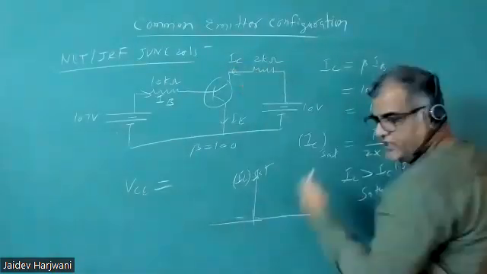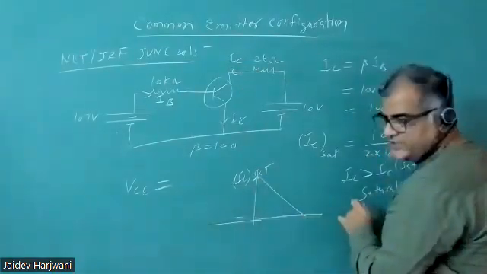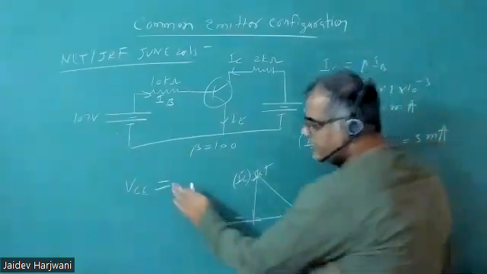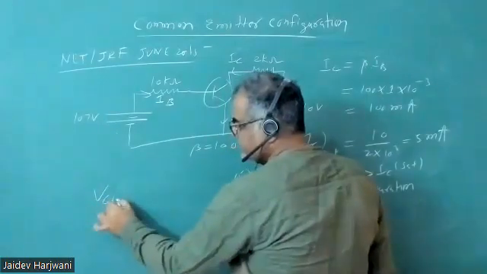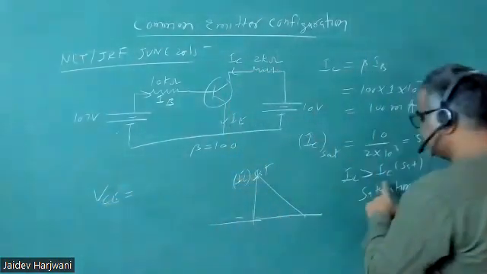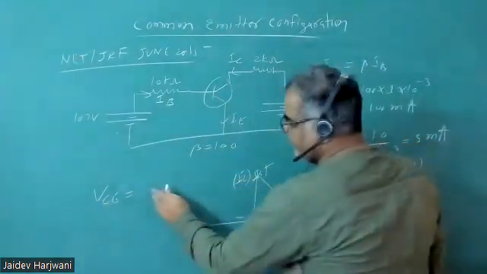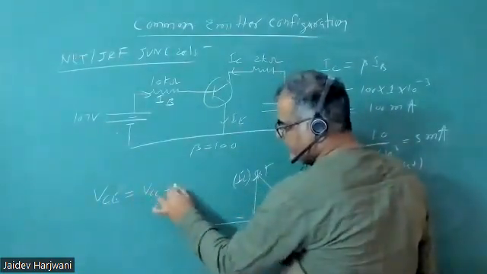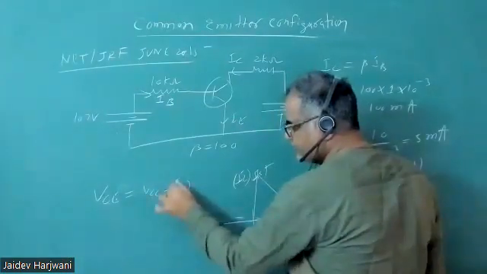We have seen the load line. These are the limits. Current cannot increase beyond IC saturation. So when you calculate VCE now, you have to put IC equal to IC saturation. If you put IC equal to IC saturation, automatically VCE comes 0. Now what is VCC minus IC saturation? You have to use IC saturation here.